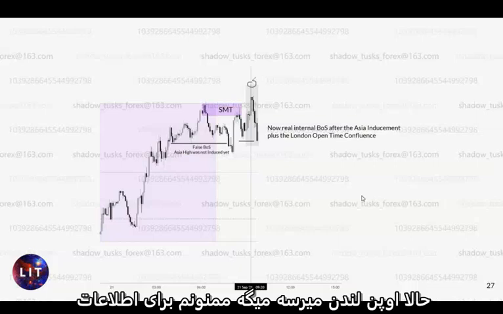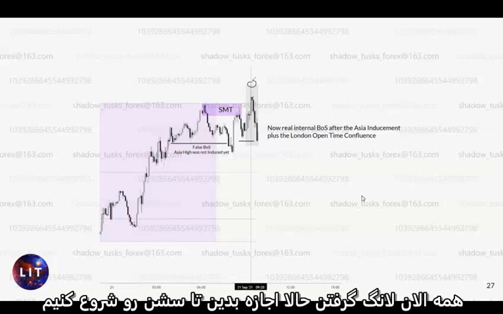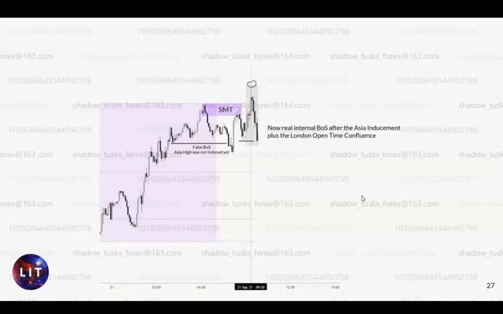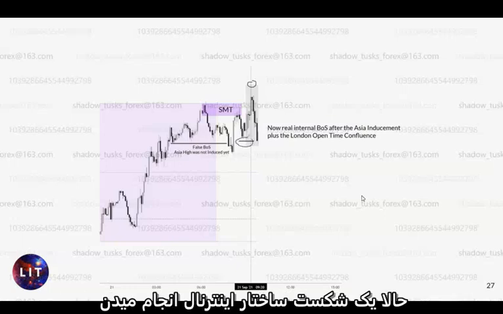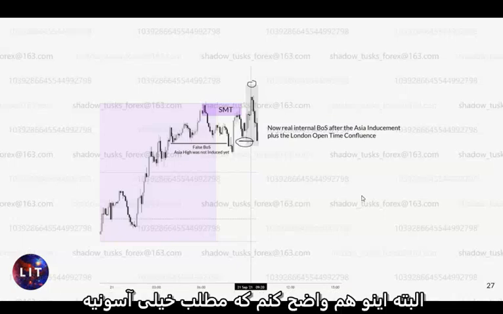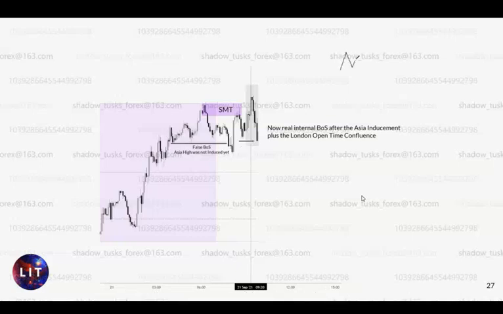Obviously now London comes in, says, thank you for the information. Everyone is long now. Let me start our session. Now they're doing an internal break of structure. And by the way, just to clarify that, very easy stuff. This one is not a break of, oh, well, let me make that clearer. So let's make it like this.